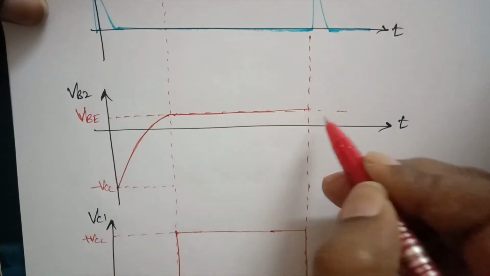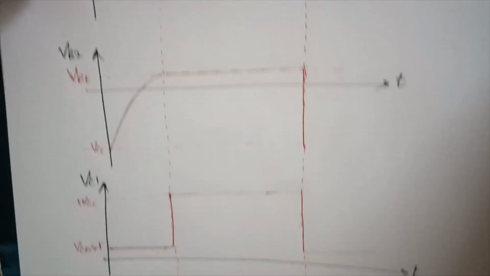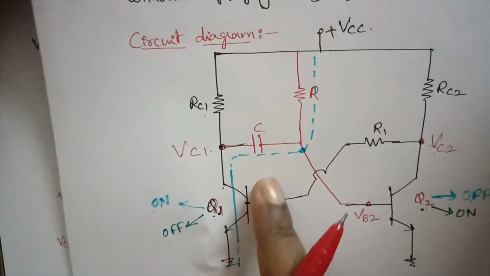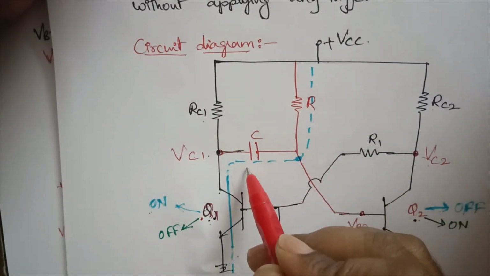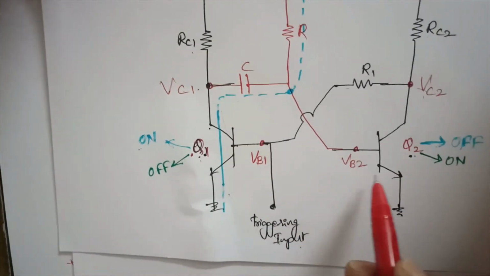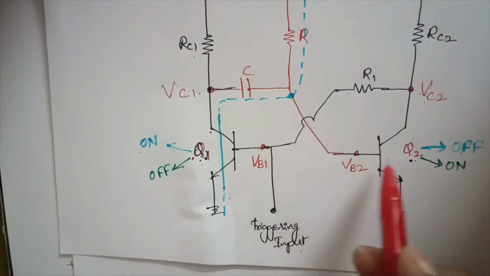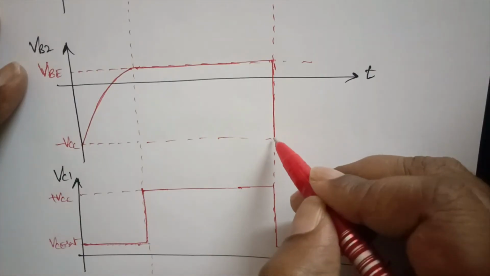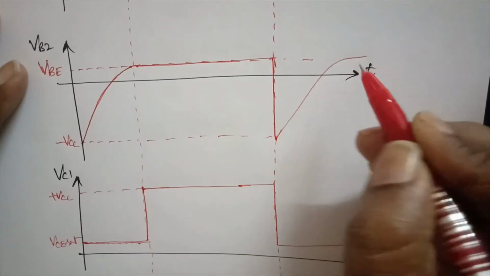Here what happened? VB2 value again falls down to minus VCC. When Q1 is on, automatically we get a closed path through R and C. Therefore with time constant RC, again it rises its voltage from minus VCC to this value. Once it reaches VBE, again Q2 is switched on. So again the VBE value exponentially rises from this value to this one.